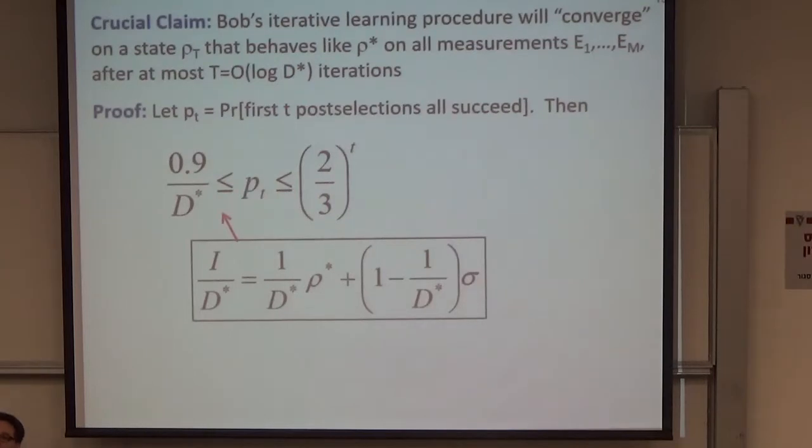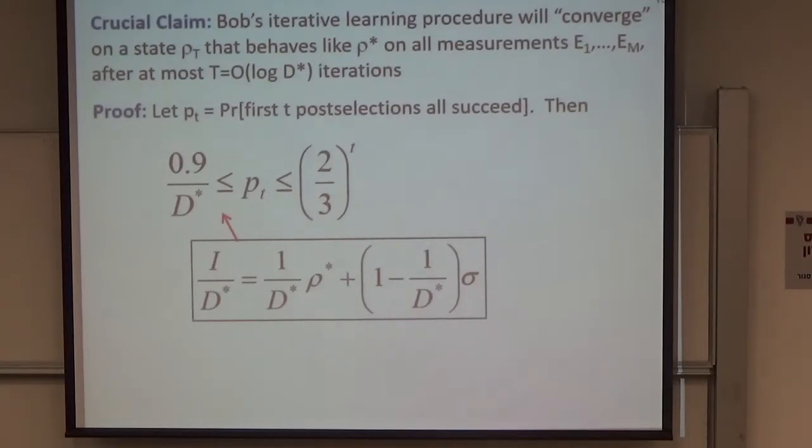Because the way that this procedure worked, we only ever picked a new measurement because even conditioned on having succeeded on all the previous measurements, we still fail with high probability on the next measurement, right? So the probability that I succeed on each of the first t measurements has to decrease exponentially with t.